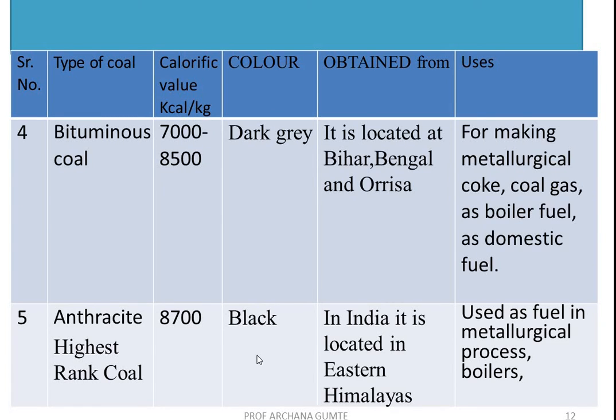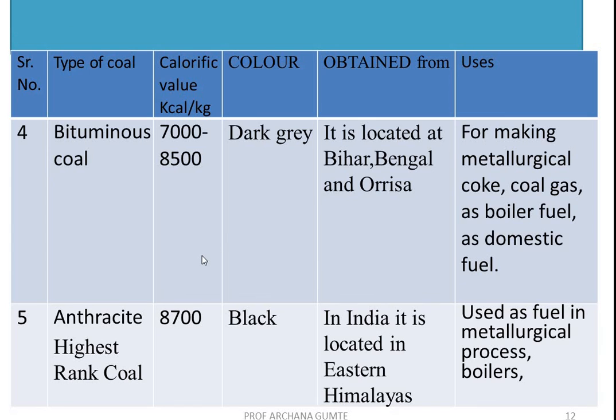Similarly, bituminous coal and anthracite. Anthracite is the highest ranking coal. If you observe this chart, you will understand that the calorific value of anthracite is highest. Therefore, it is the highest ranking coal, and it is located in the eastern Himalayas, and it is used as fuel in metallurgical processes.